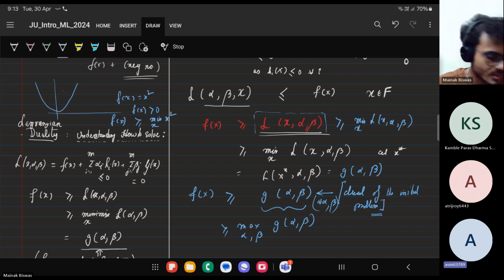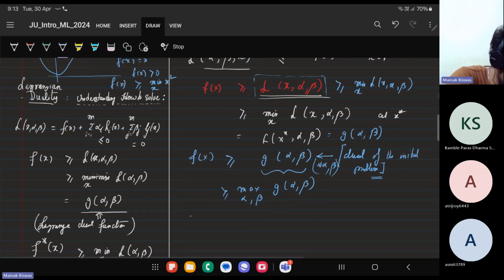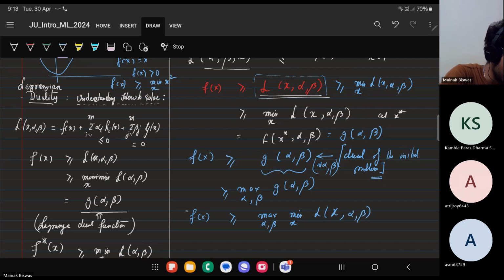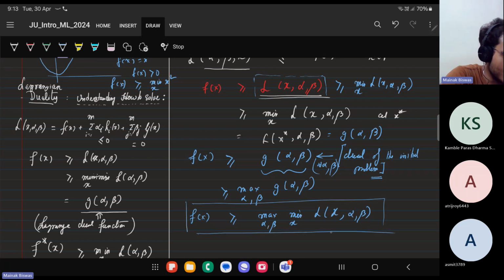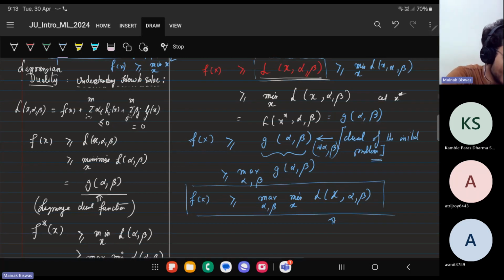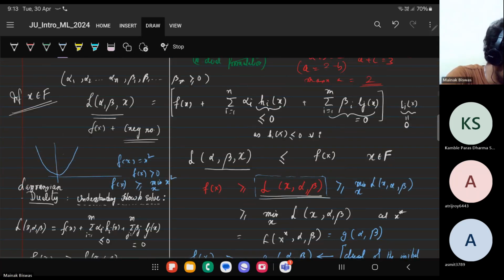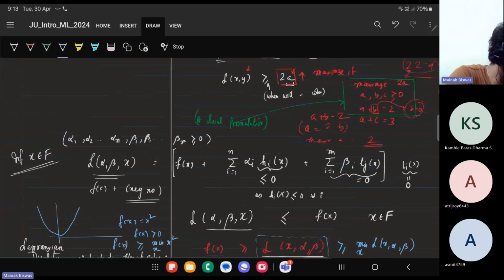Yes. So I can write f of x is greater than or equal to max over alpha beta of min over x of L of x alpha beta. This is the way you solve a general constraint optimization problem. This is the dual solution, and this is called the primal.